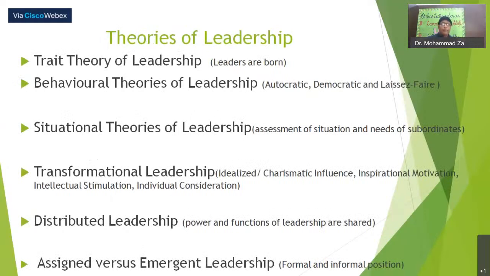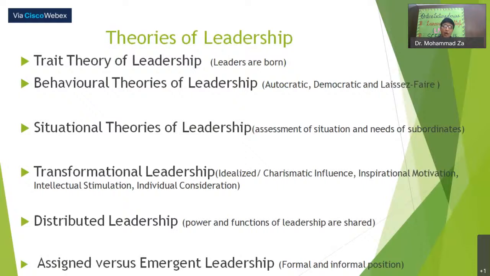Now, in order to have some more understanding about leadership, let us have a brief view of certain theories which might be helpful for a teacher in their respective classroom. The first theory is the trait theory of leadership. According to this theory, leaders are born. Some of you may agree that yes, leaders are born, they are charismatic, but it is established by research that leaders may be created through providing training on leadership.